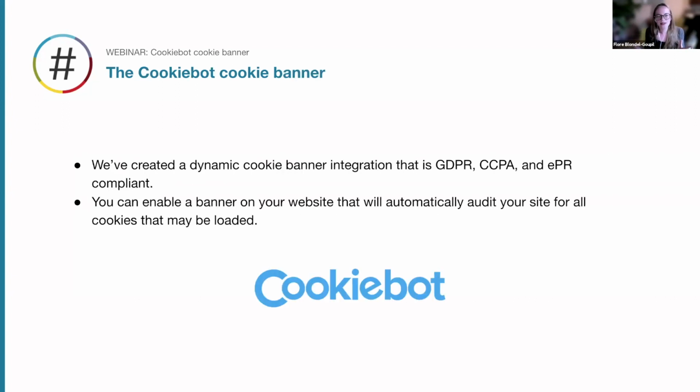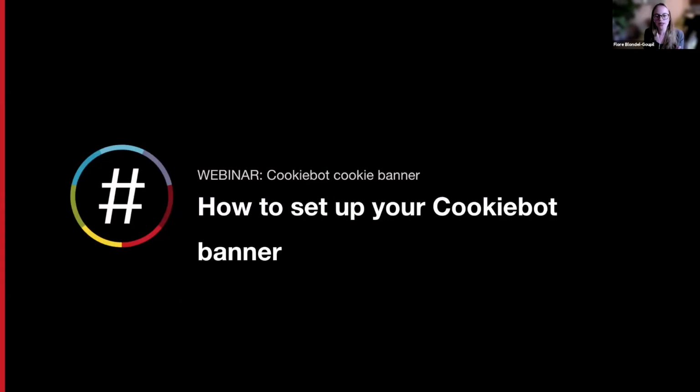This cookie banner that we have integrated is GDPR, CCPA, and EPR compliant, and it will automatically audit your site for any cookies that may be loaded. So you don't have to know exactly all of the systems that you have in place and what cookies they're adding, but you can rely on Cookiebot to do a scan and tell you everything that you have. And then people will be able to select what they want to keep on a granular basis. So now let's dig into how you can set up your cookie banner.